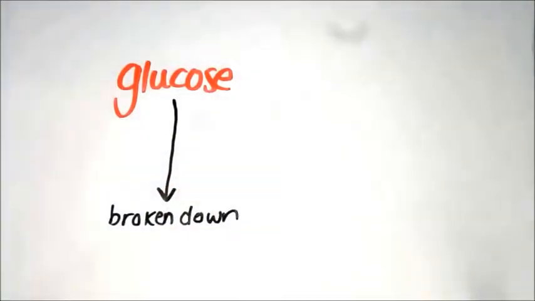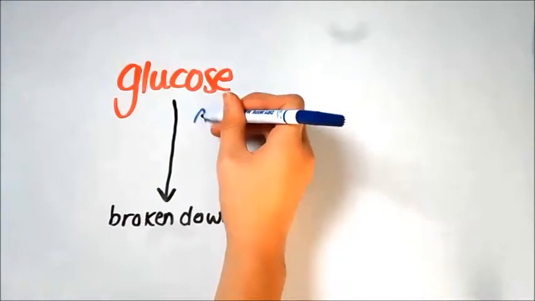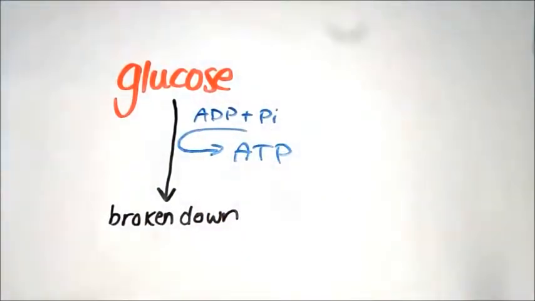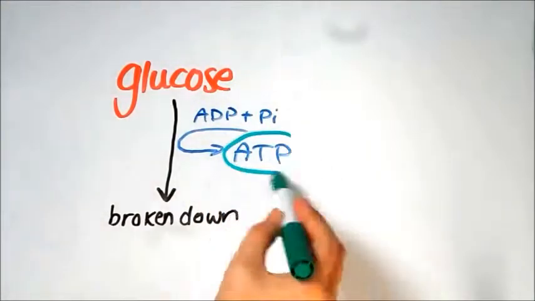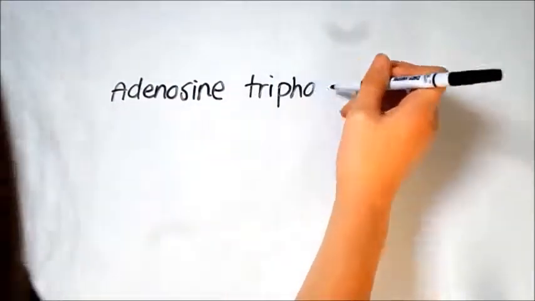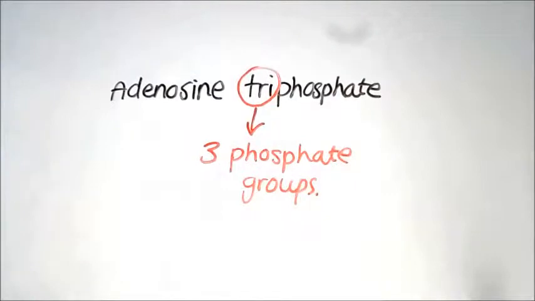Now, a cell cannot get its energy directly from glucose. In respiration, energy is released from the breakdown of glucose, and this energy is used to synthesize ATP from ADP and an inorganic phosphate. ATP is where the cell gets its energy from. It stands for adenosine triphosphate and has 3 phosphate groups. The bonds between these phosphate groups are where the cell's energy comes from.